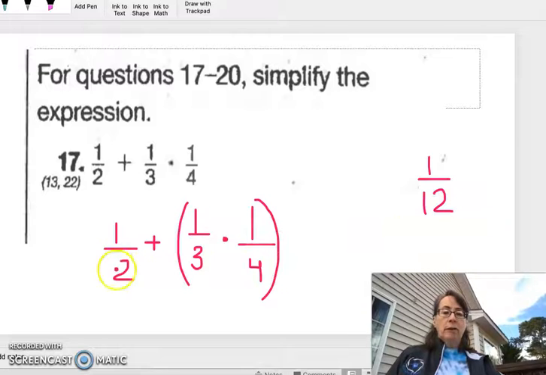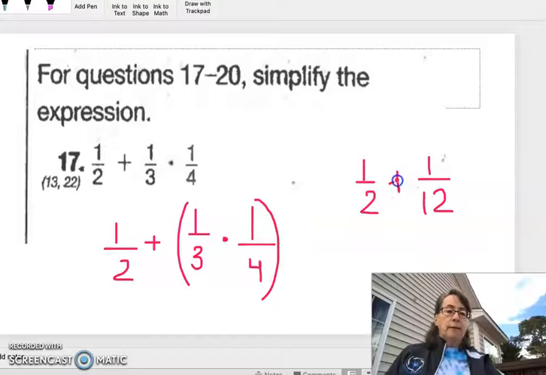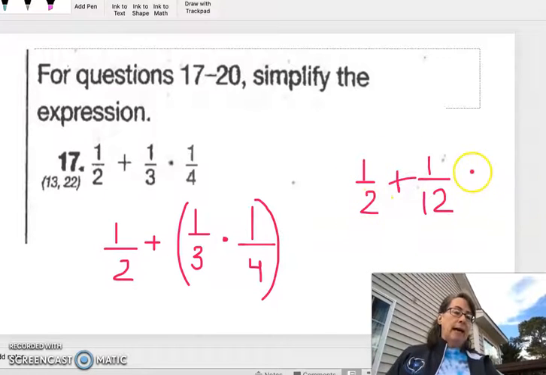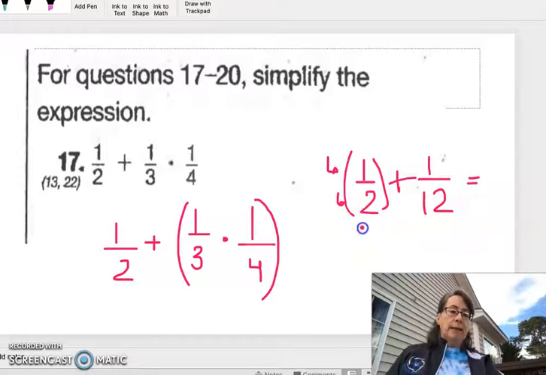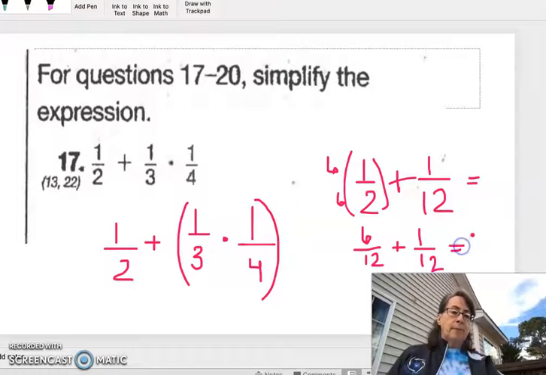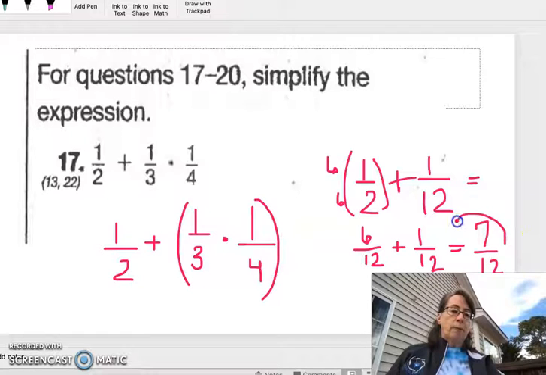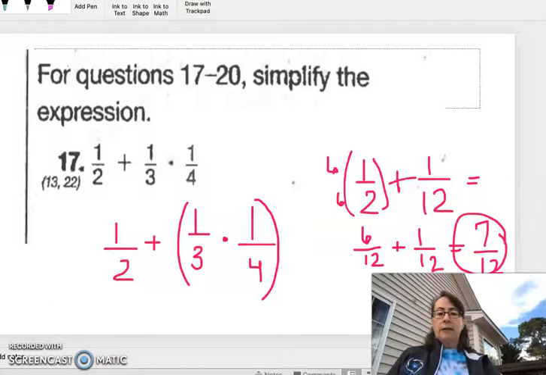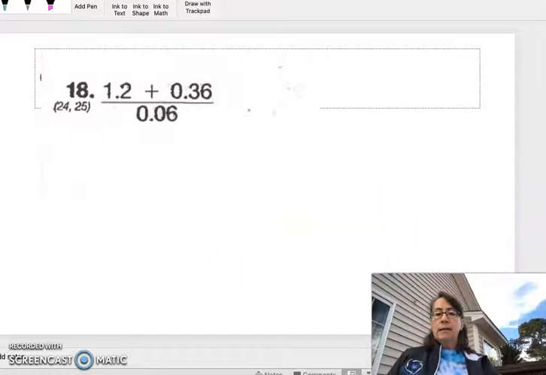So now we're going to bring this 1/2 plus 1/12. Okay, now 1/2 and 1/12 can't add until I get a common denominator. So I'm going to multiply this one by 6 on the top and 6 on the bottom. And I'm going to get 6/12 plus 1/12 is 7/12. Very important to use your order of operations on everything. So the answer is 7/12 on number 17.